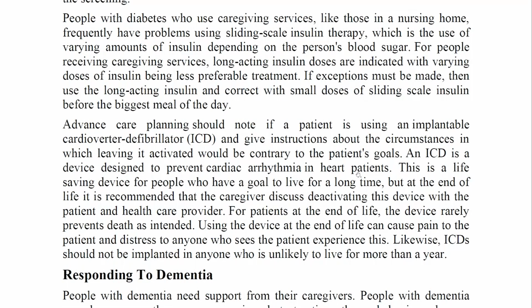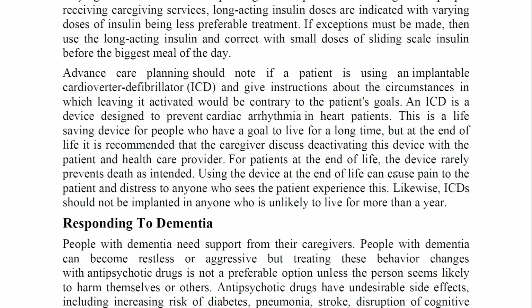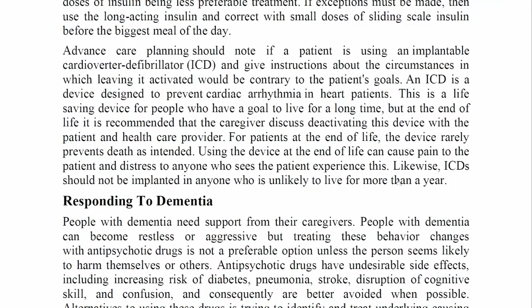People with diabetes who use caregiving services like those in a nursing home frequently have problems using sliding scale insulin therapy, which is the use of varying amounts of insulin depending on the person's blood sugar. For example, for people receiving caregiving services, long-acting insulin doses are indicated, with varying doses of insulin being less preferable treatment. If exceptions must be made, then use the long-acting insulin and correct with small doses of sliding scale insulin before the biggest meal of the day.